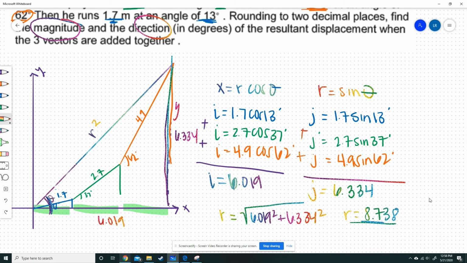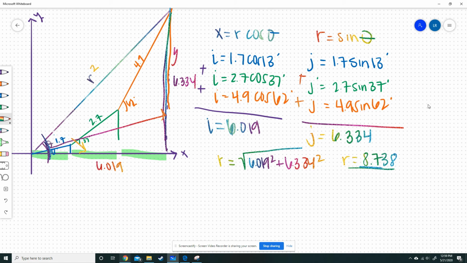That's the magnitude. Now, how do we figure out direction? Well, it says in degrees, so that's a really good hint. The direction is going to be the angle. And there's a really easy way to figure this angle out. We have opposite and we have adjacent. So we're going to do tangent of theta equals 6.334 divided by 6.019. And then we're going to inverse tangent that. And that's going to give us our angle.